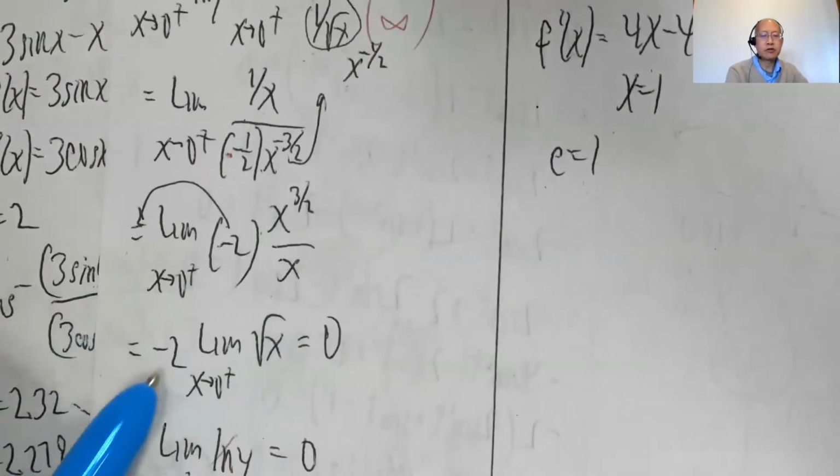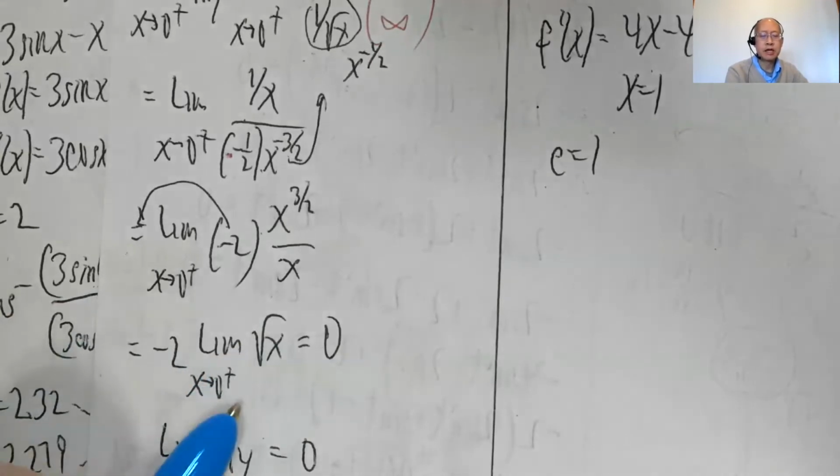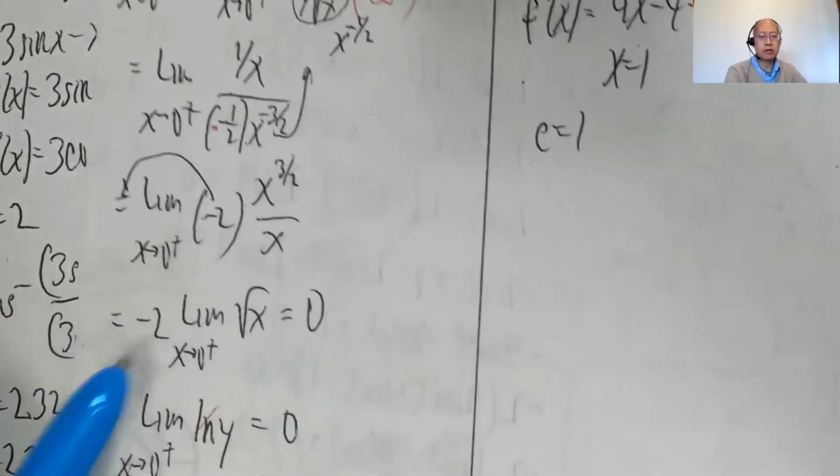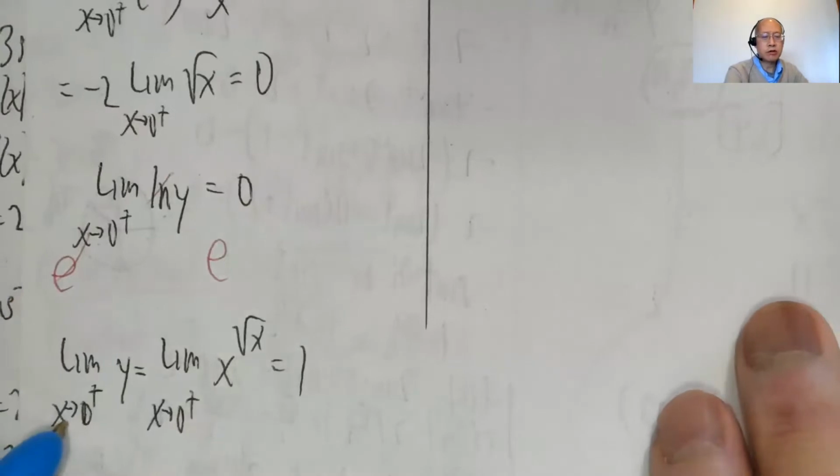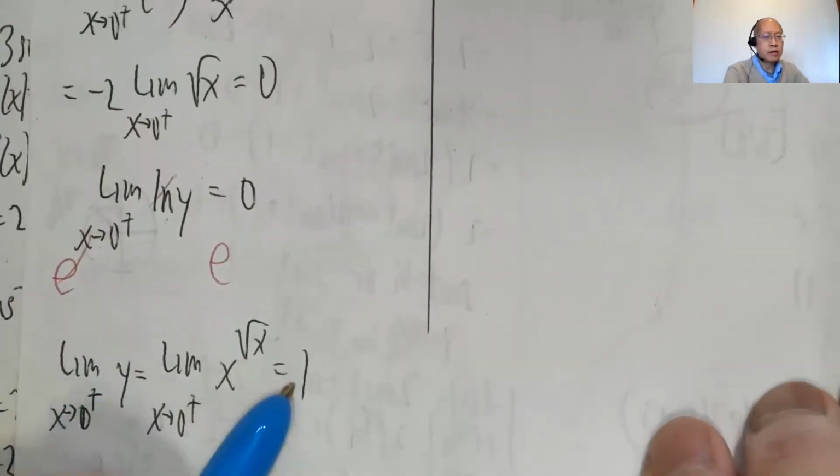Take out the negative 2. Negative 2, limit as x approaches 0 from the right of radical x. This is 0, 0 times negative 2 is 0. So limit as x approaches 0 from the right of ln y is 0. Exponentiate both sides. So limit as x approaches 0 from the right of y is 1.